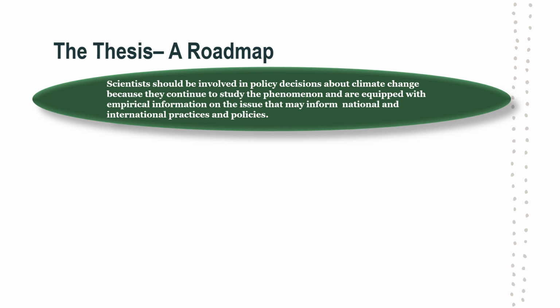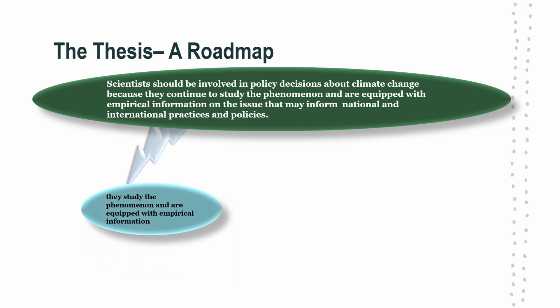So we have this thesis statement that says scientists should be involved in policy decisions about climate change because they continue to study the phenomenon and are equipped with empirical information on the issue that may inform national and international practices and policies. So what this says is that scientists should be involved in policy decisions about climate change because, number one, they study the phenomenon and are equipped with empirical information.